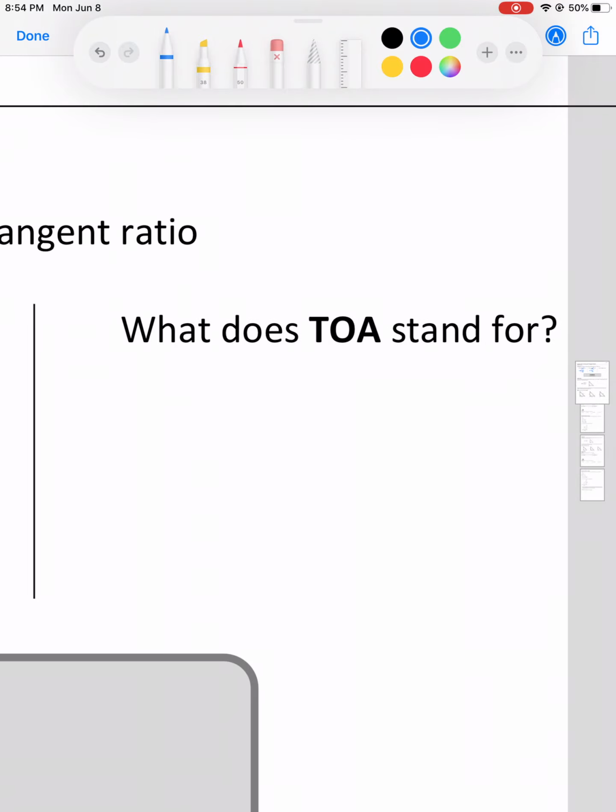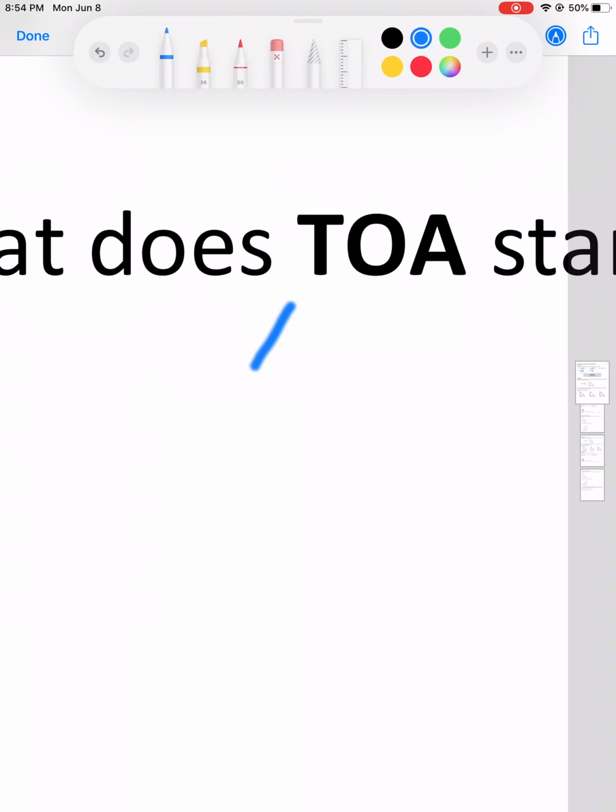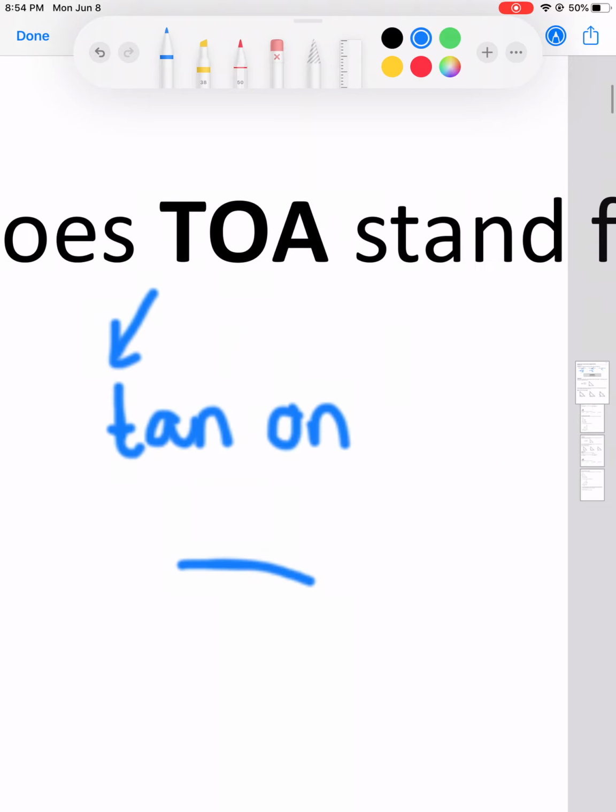Then last but not least, TOA. Like, oh my god, I hurt my toe. So again, the T is tan. Another thing that people say is tan on arm.